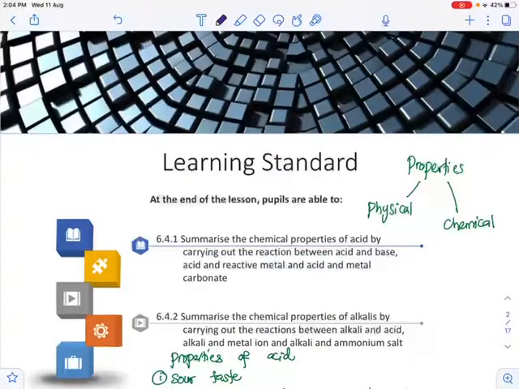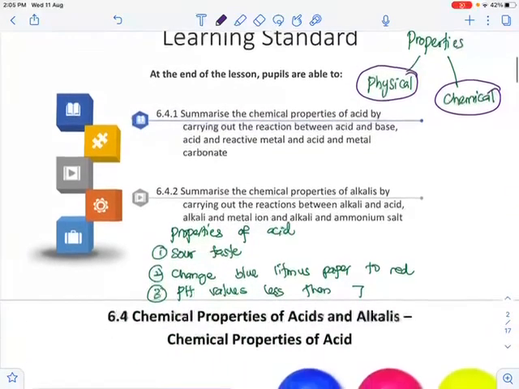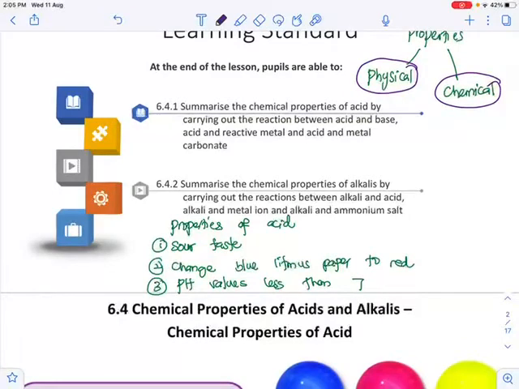There are two types of properties, which are physical properties and chemical properties. Physical properties of acid are those you can observe with your five senses. For example, acid has a sour taste, changes blue litmus paper to red, and has a pH value less than 7.